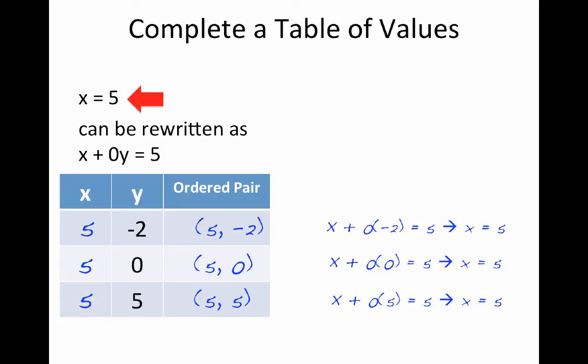Notice that we had the equation x is equal to 5. That meant in every single ordered pair, x is equal to 5. No matter what value of y, x is equal to 5. Pause the video while you graph those ordered pairs.